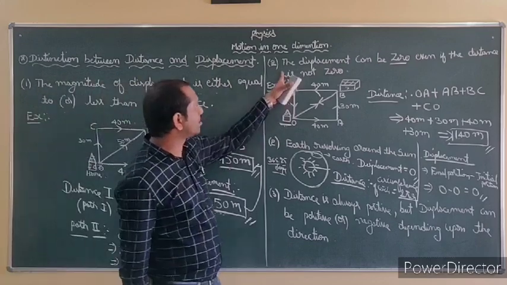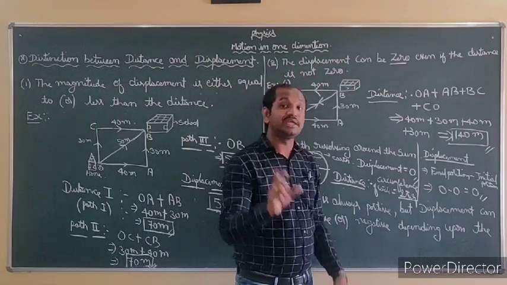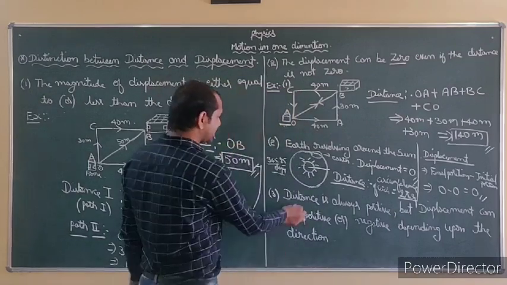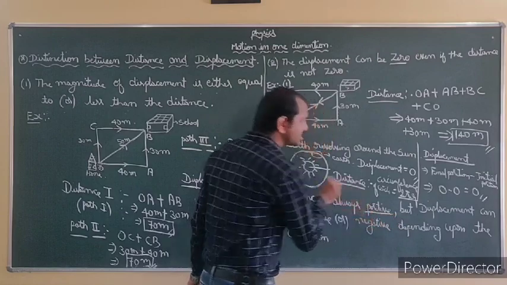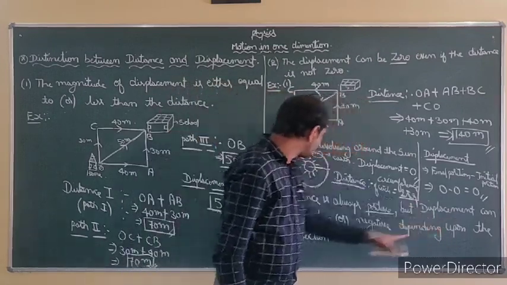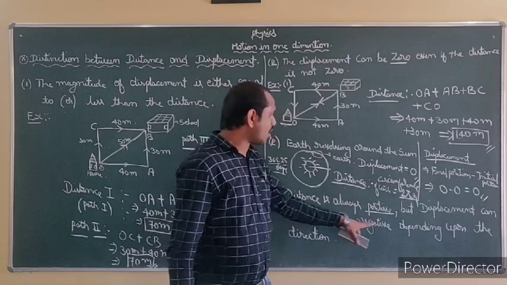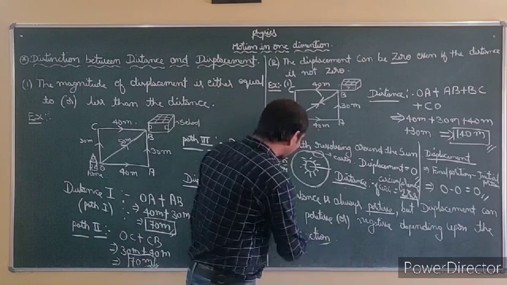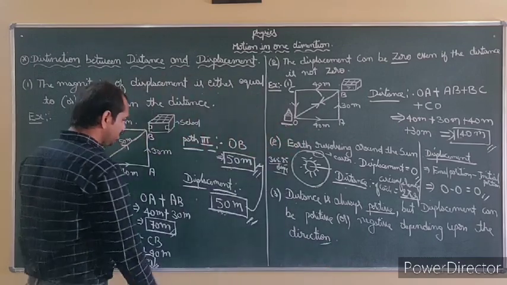In the second one, we came to know the displacement can be 0 even if the distance is not 0. And the third one, last, we can have that distance is always positive. Remember, distance is always positive. But what about displacement? Displacement can be positive or negative depending upon the direction. To explain this, I will use this.